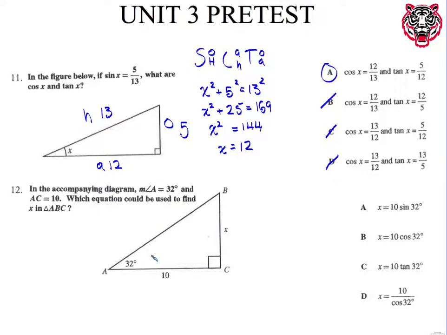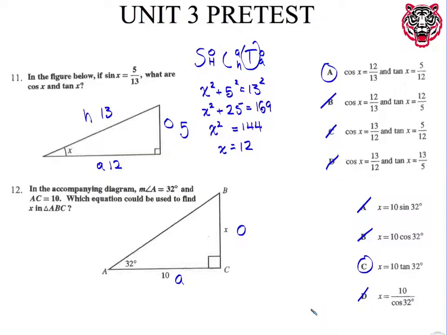All right, number 12. Measure of angle A is 32 and AC equals 10. Which of the equations is used to find x? All right, so if this is my angle, this is going to be opposite and adjacent. Coming up to SOHCAHTOA, opposite and adjacent is tangent. So which one of these has tan? That's a sine, that's a cosine. Oh, there's a tangent. Oh, that's a cosine. Process of elimination, it has to be C, just because it's tangent. We don't even need to set up the problem.